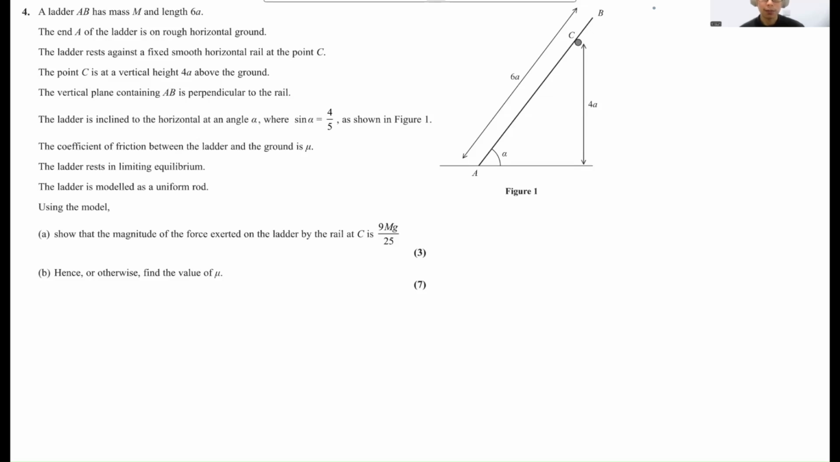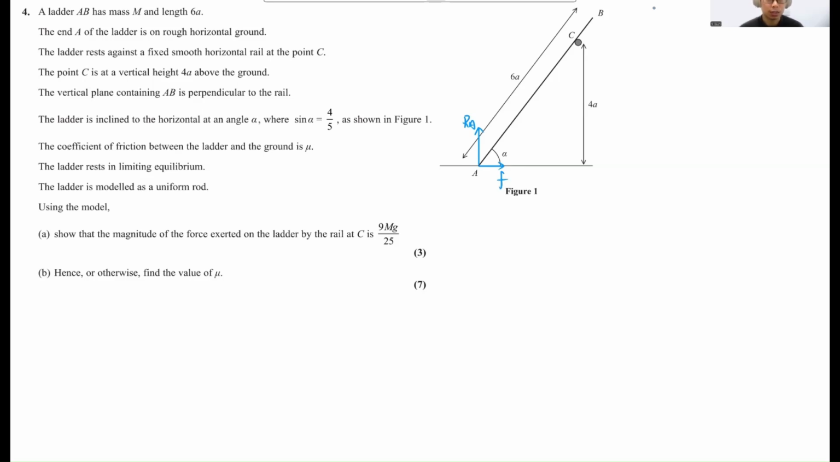Okay, let's have a look at question 4, the ladder question. A ladder AB has mass m and length 6a, and the end A of the ladder is on a rough horizontal ground. So let's label the forces. We have a normal reaction at A, we call it RA. Because it's rough horizontal ground, and based on this structure, the ladder should be about to fall down, so the friction has to go to the right-hand side. Let's just use F to represent it first.